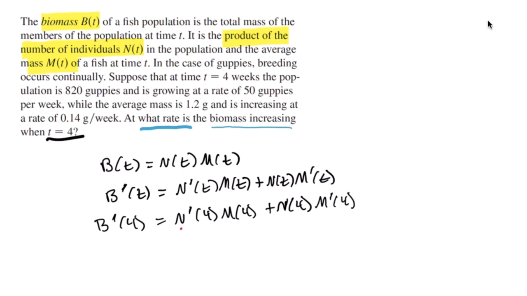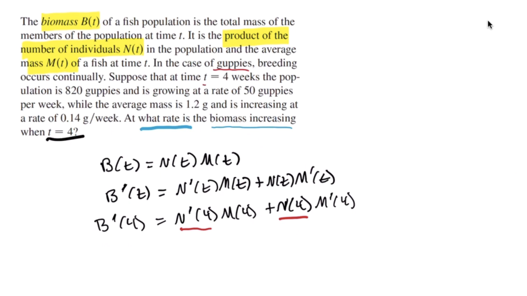To finish this problem, we need to find all of that information within the context of the problem and the information presented to me. So first, what do we have here? Looking up at my problem, I need to find N at 4, N prime at 4, M at 4, and M prime at 4. N is my population, the number of individuals, the number of guppies. I'm told that in the case of guppies, breeding occurs continually.